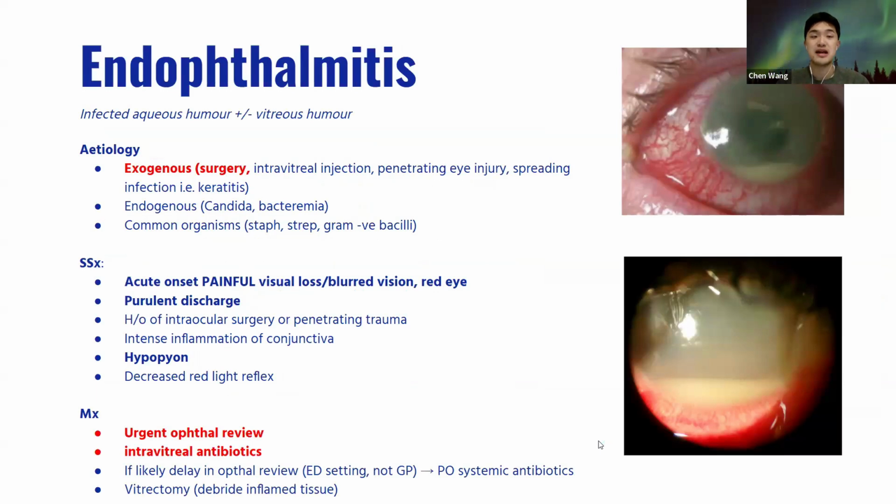The next condition is endophthalmitis. Basically, if your patient has had an eye surgery in the past, or if they have a systemic bacteremia or a systemic candida infection, they may get endophthalmitis, which is an infection of the aqueous humor plus or minus the vitreous humor themselves. You'll see quite extensive purulent discharge as well as a very large hypopyon. And if you see this, it's an urgent ophthalmology referral, and they may actually inject antibiotics directly into the vitreous chamber as well.